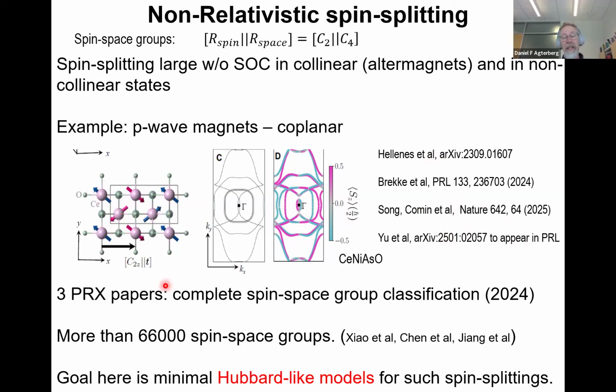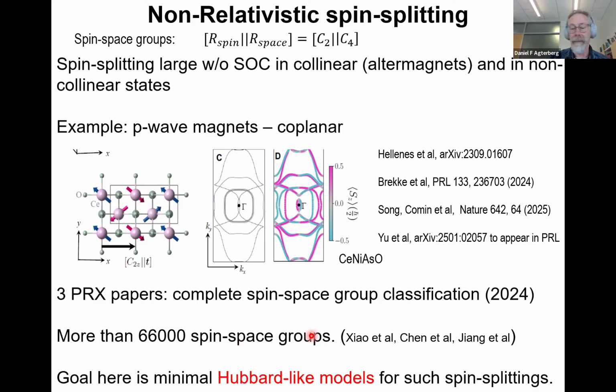In the context of these spin space groups, only very recently has a complete classification been done of every possible type of magnetic state you can get within these spin space groups. And it turns out there's a great number of them. Not all of these have spin splittings, but many of them do. And so our goal was to develop minimal Hubbard-like models to derive such spin splittings.